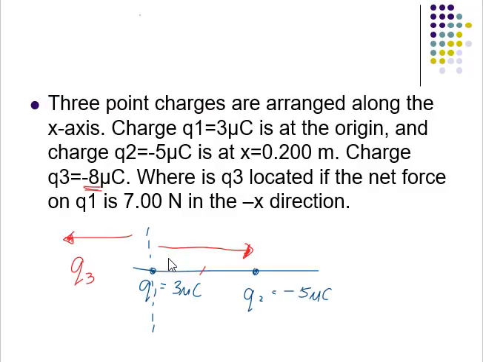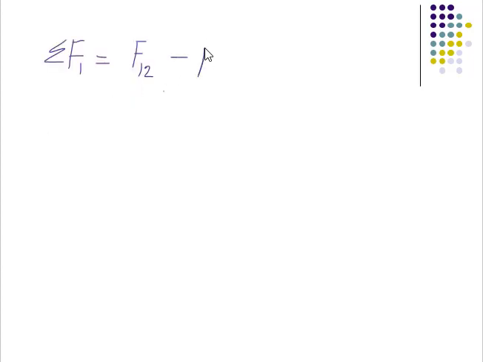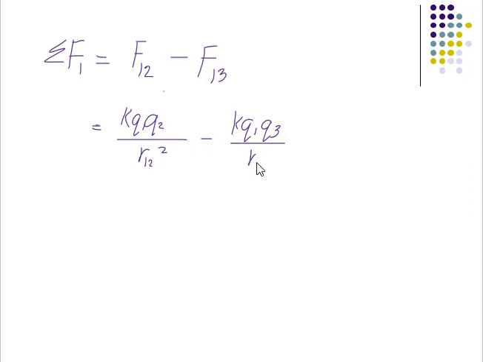Okay, we now have the summation of forces on Q1. Looking at the illustration again, the force exerted by Q2 will be to the right, so we have here a positive force exerted on Q1 by Q2. And then to the left is the force exerted on Q1 by Q3, so we have minus the force exerted on Q1 by charge 3. Okay, so this is our working equation. Then we can now have K Q1 Q2 over R12 squared, then minus K Q1 Q3 divided by R13 squared. So we are looking for the R13.